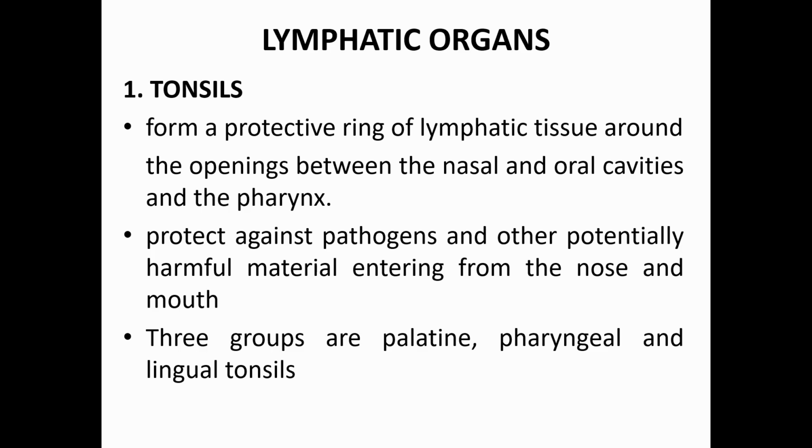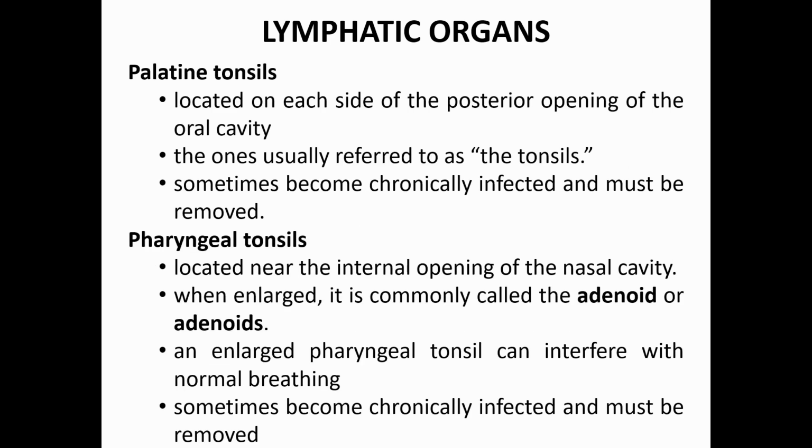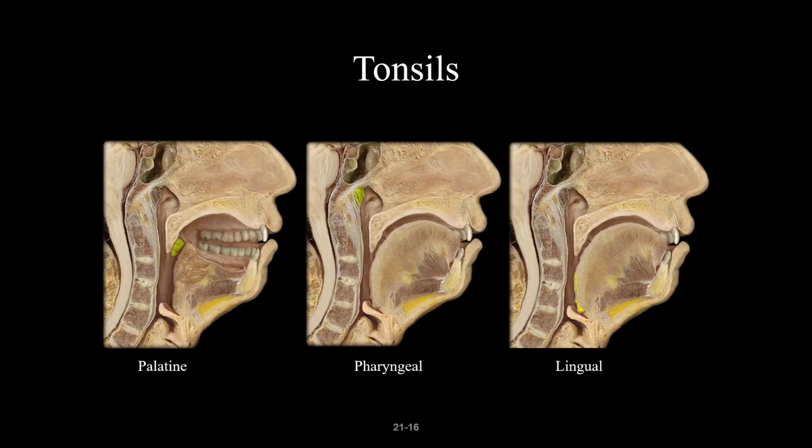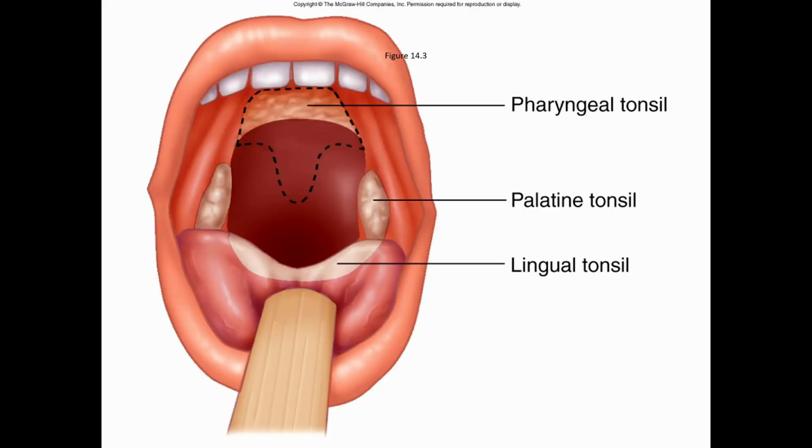Three groups are the palatine, the pharyngeal, and the lingual tonsils. Your palatine tonsils are located on each side of the posterior opening of the oral cavity. These are the ones we refer to as the tonsils. Sometimes they become chronically infected and must be removed. So the palatine is the one found on the sides of your mouth. So when you open your mouth and a tongue depressor is used, you can see the palatine tonsils on the side of your pharynx.